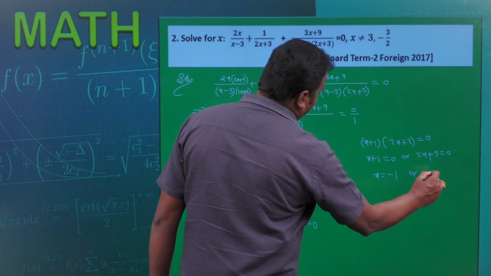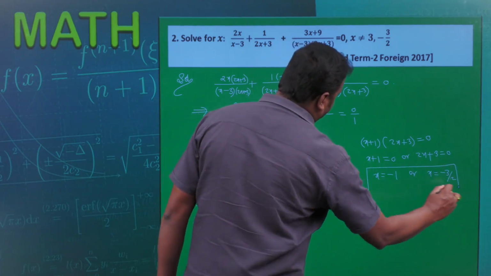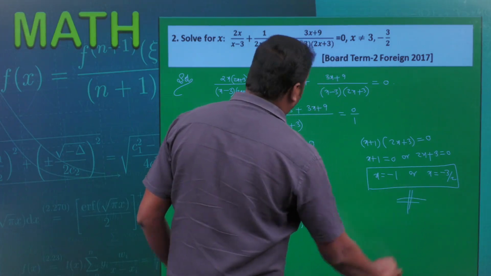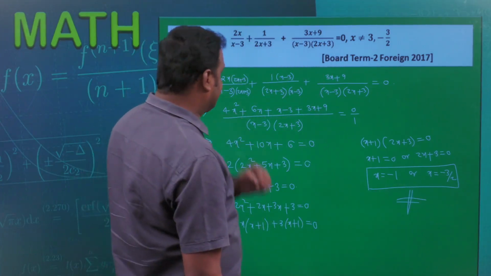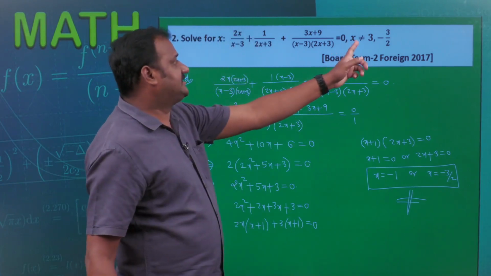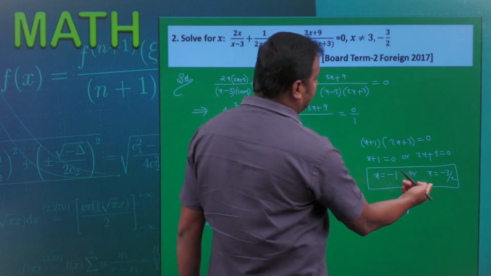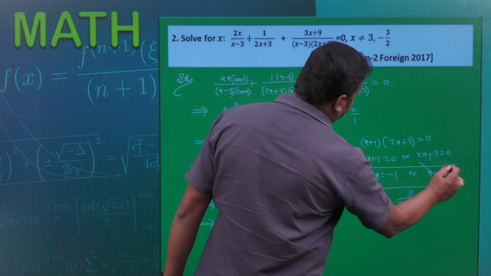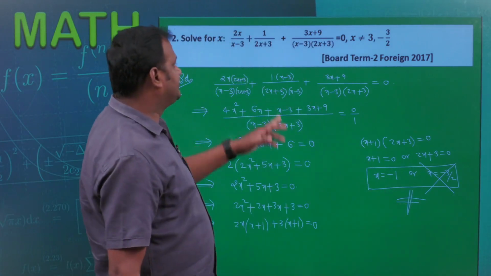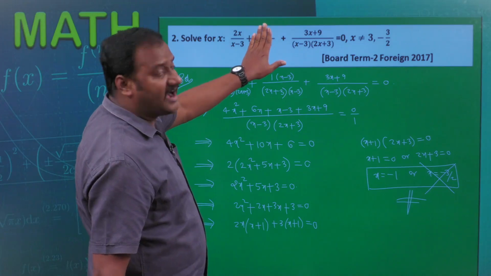2x plus 3 equal to 0, x is equal to negative 3 divided by 2. So these two are the values of x which satisfy the given equation. But here observe one thing, x cannot be 3 and minus 3 by 2. Here one of the factors is minus 3 by 2, so this is not a possible value, because when you substitute minus 3 by 2 here, it will vanish, meaning it will be undefined.